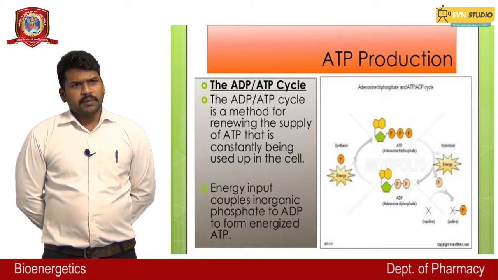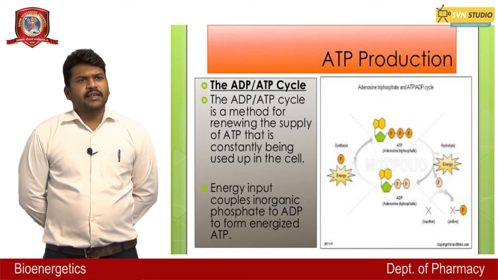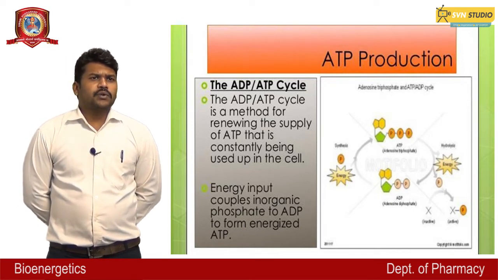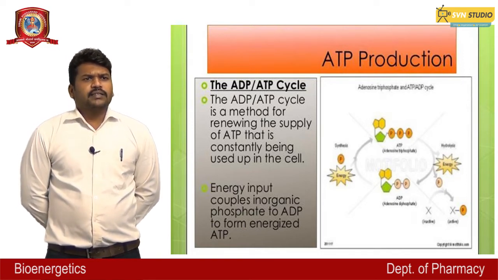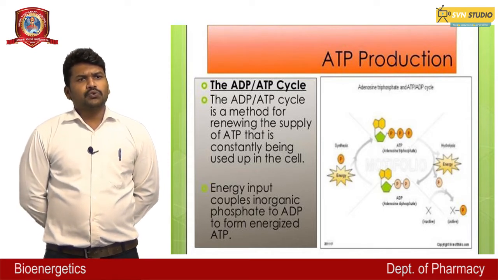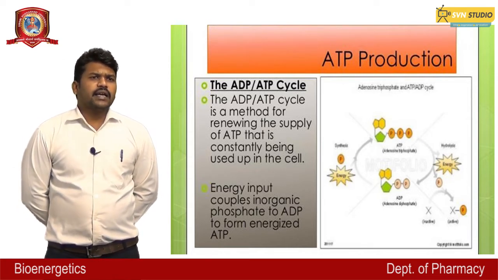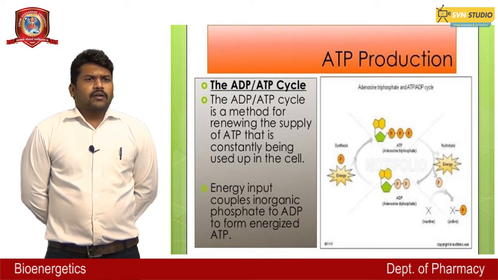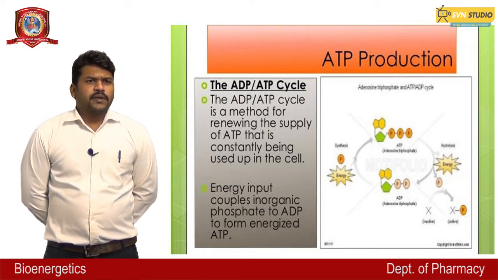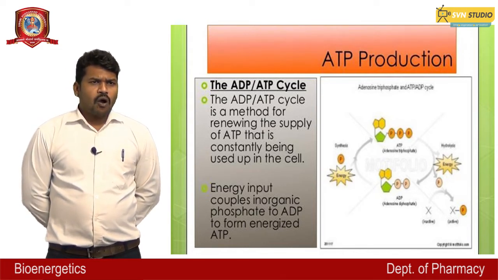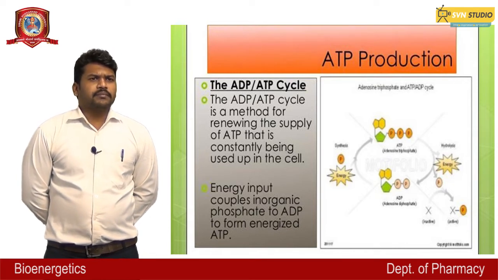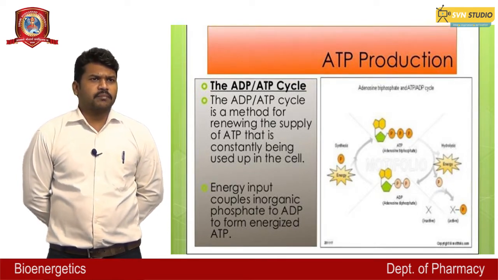ATP production, the ADP and ATP cycle. The ADP and ATP cycle is a method for renewing the supply of ATP that is constantly being used up in the cell. Energy input couples inorganic phosphate to ADP to form energized ATP.